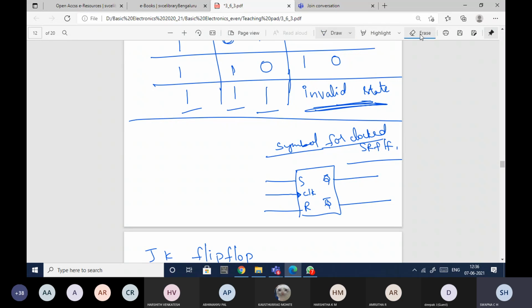Even if I don't mention it as clock, if I have a triangular symbol at the end of this line, it indicates it is a clock signal. Clock signal in the sense, it will be a square pulse whose on time and off time will be same. Hope you people are understanding. Okay, so this is for the clocked SR flip-flop.